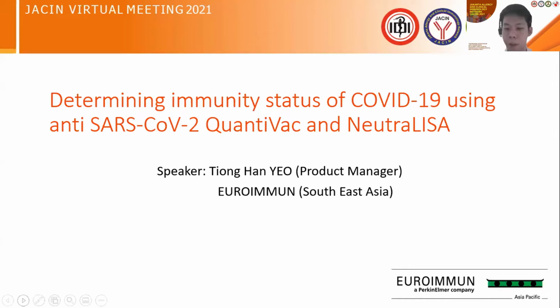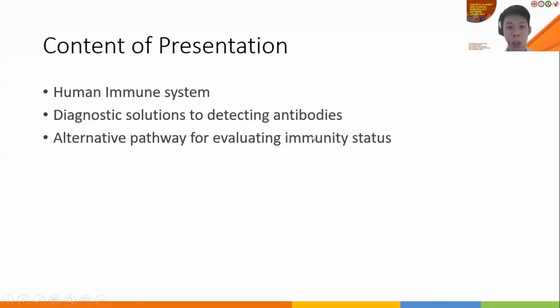Okay, great. A very good morning to everybody attending this symposium. I'm Tiong Han. I'll be talking about determining the immune status of COVID-19 vaccine using some of the immune products, and what we can do to ascertain whether vaccines are effective in eliciting their intended use. The contents of my presentation will include a little information about the human immune system, followed by the diagnostic solutions at EUROIMMUN, as well as some alternative pathways that people can look at to evaluate the immune status.